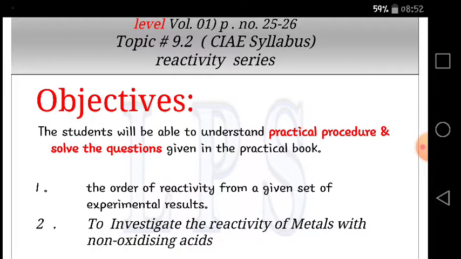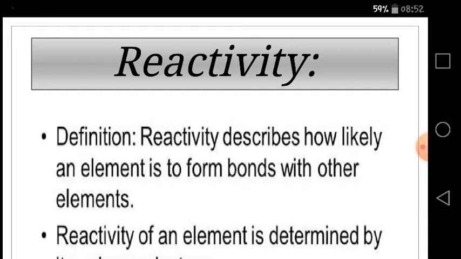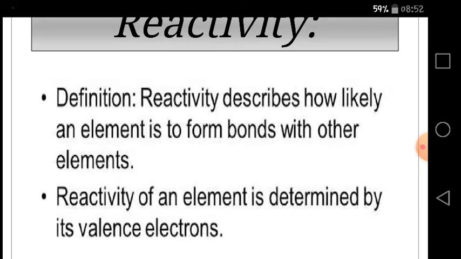These objectives can be achieved by understanding the order of reactivity from a given set of experimental results and by investigating the reactivity of metals with non-oxidizing acids like hydrochloric acid and dilute sulfuric acid. Dear students, before going to achieve these objectives, I'd just like to revise what reactivity is. According to the definition, reactivity describes how likely an element is to form bonds with other elements, and the reactivity of an element is determined by its valence electrons.